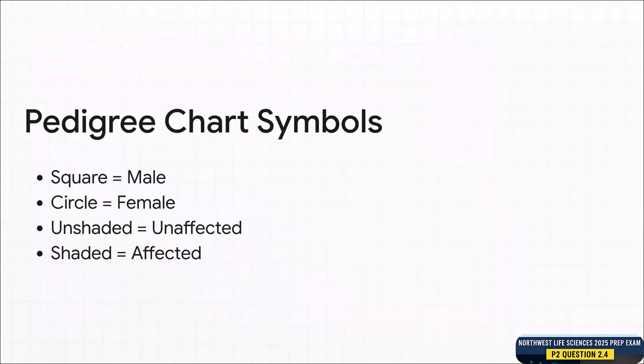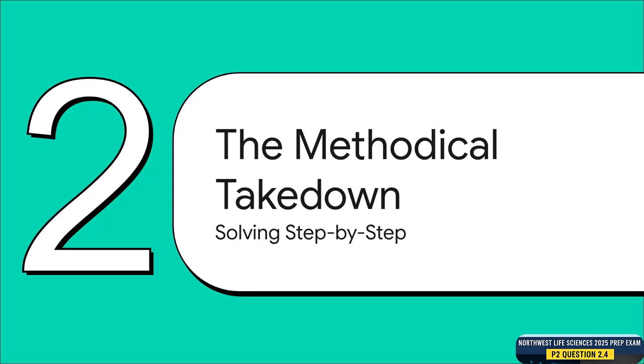Now, for the chart itself, this is basically a visual language. And it's super simple. Squares are for males, circles are for females. If a shape is filled in or shaded, that person has the syndrome. If it's unshaded, they don't. That's pretty much it. These simple rules can tell a whole family story. All right, basics are down. We're ready for the main event. We're going to go through this question step by step, taking it down piece by piece. This is how you score points methodically.